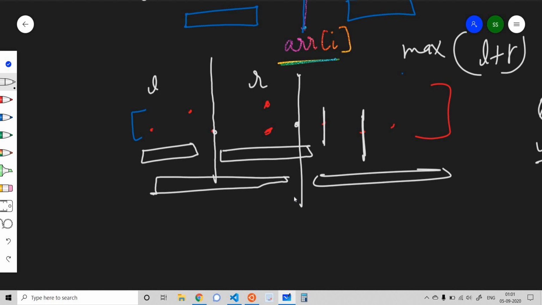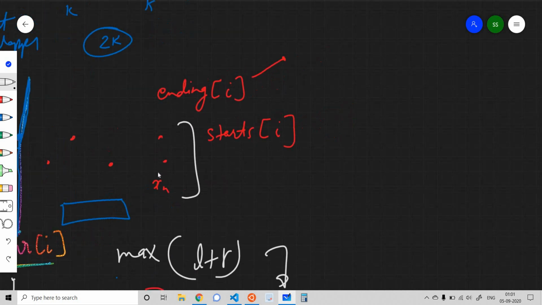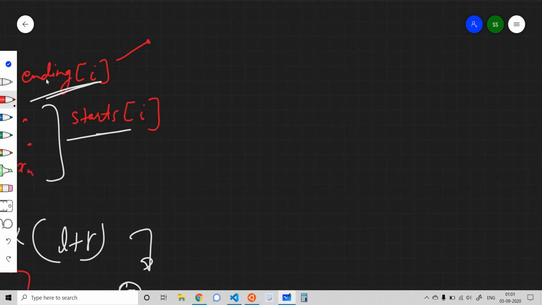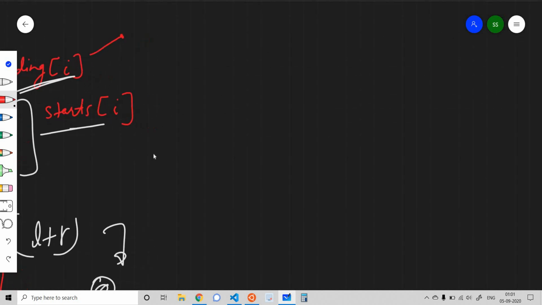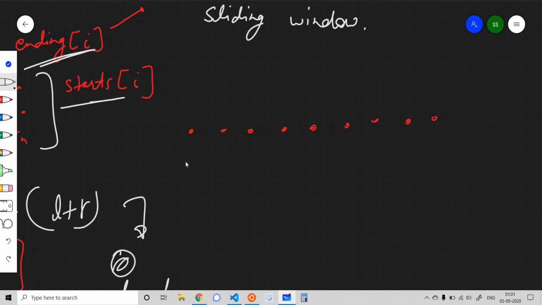Okay, now let's see how I am finding out these two values, that are ending I and start I. I will be explaining ending I, and a similar approach can be used to find start I. It is just the other way around. Let's see how we can find out ending I. So we have this set of points. I'm using the sliding window technique to find out these ending I values for each of my points.